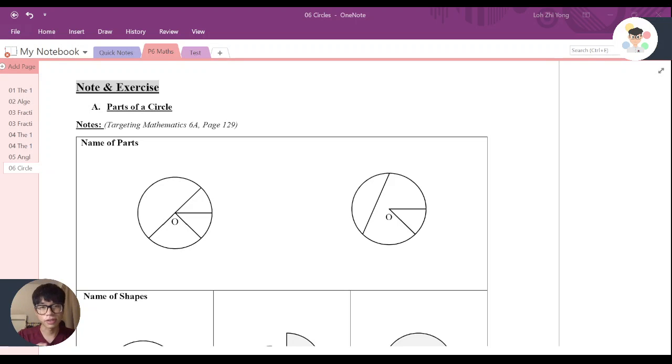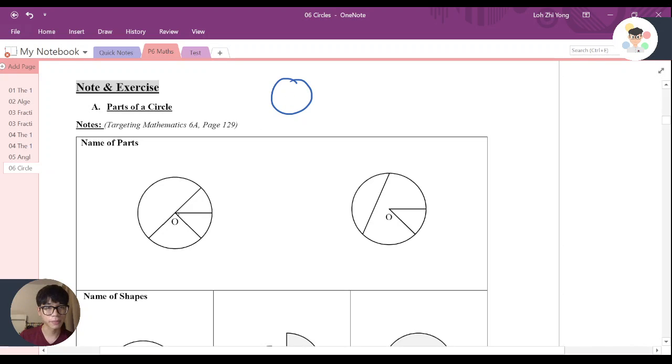And now when we talk about circles, we need to understand the parts of the circle. There are certain terms that you must remember. Okay, let's look at this. As you can see, this is basically a circle. We know this is called a circle. Okay, very simple.